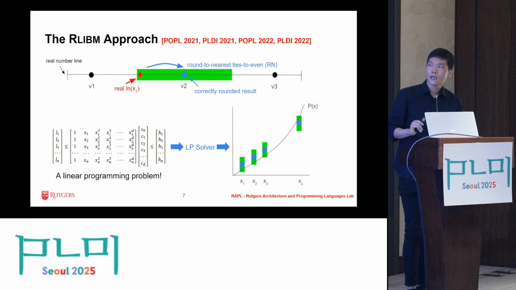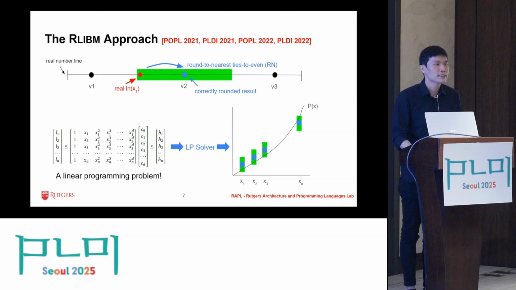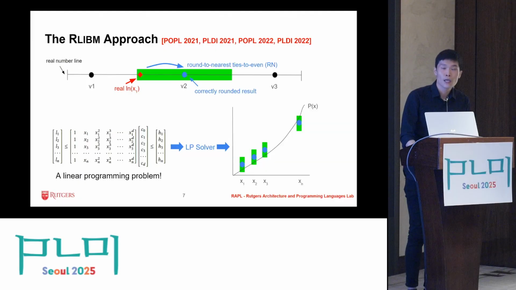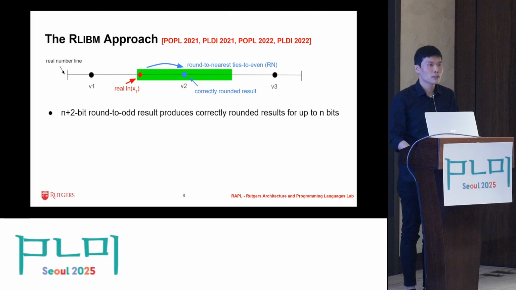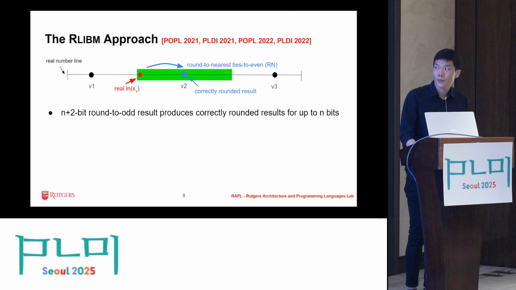So this explains how RLibm produces correctly rounded results for a single representation. Given the variety of floating point formats that exist, it would be ideal to have for each function a single implementation that can produce correctly rounded results for multiple representations. And for this purpose, RLibm employs a non-standard rounding mode known as round to odd. Specifically, RLibm has observed that the correctly rounded n plus 2-bit result under round to odd is guaranteed to round to the correctly rounded result for any representation with up to n bits.